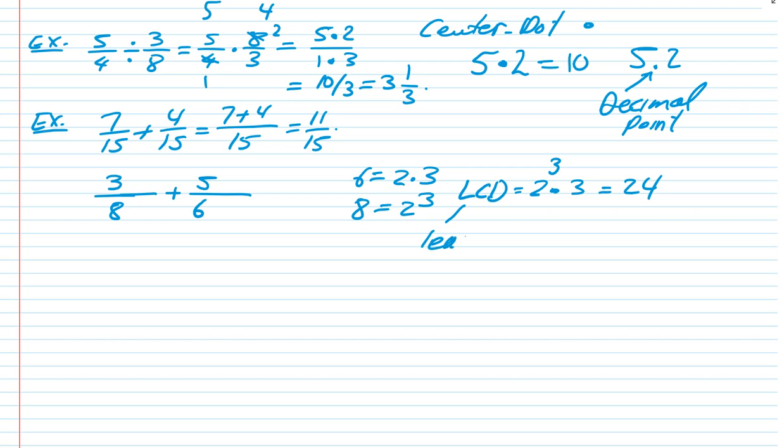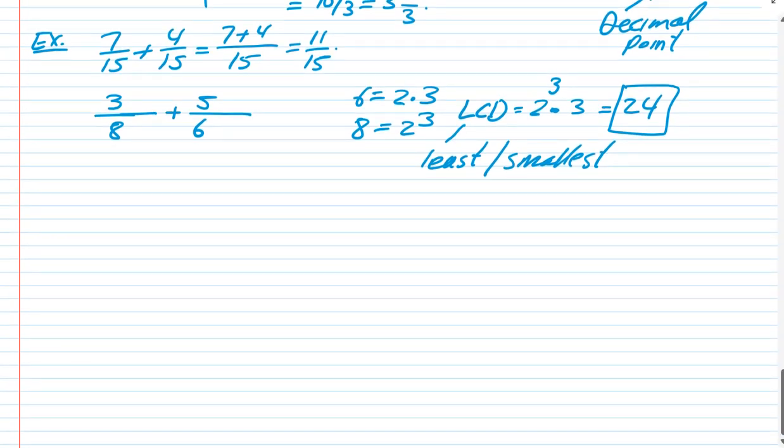Now this is called least in the sense that 24 is the least, meaning the smallest number that is divisible by both 6 and 8. As you can see, 24 is the product of 6 times 4. 24 is the product of 3 by 8. However, there are other numbers.